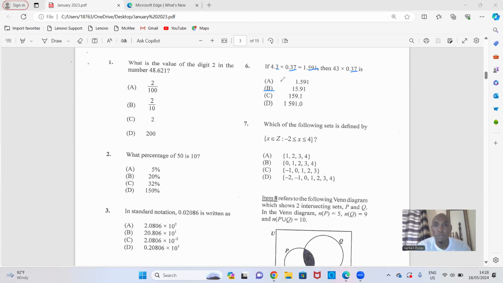But another way to do it, very simple way, I'm just going to show you how to multiply decimals. What you can do when you're multiplying decimals, you can turn the decimal number into a whole number. So this is the 43. Instead of writing 0.37, we can just turn this to 37.